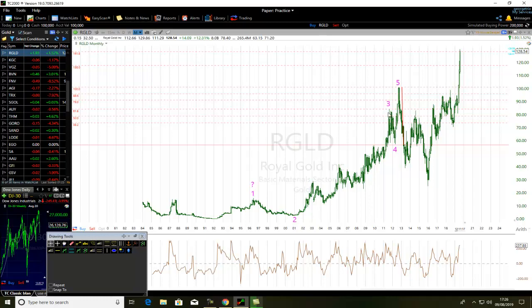If you disagree, feel free to put it in the comment section. It's normal for Elliott wave traders to disagree the whole day. Now we have the fourth wave and the fifth wave right there. Now we do not see any Elliott wave violation here.